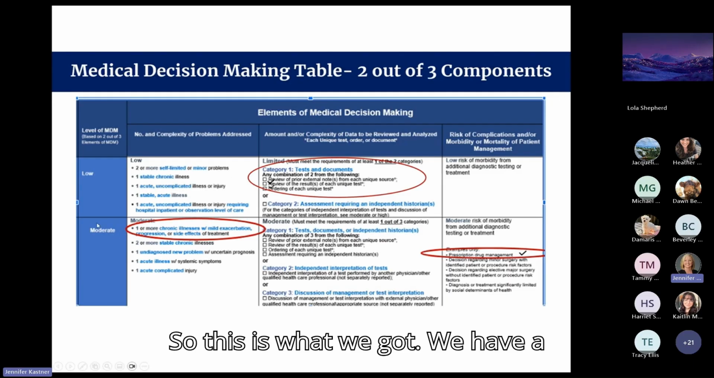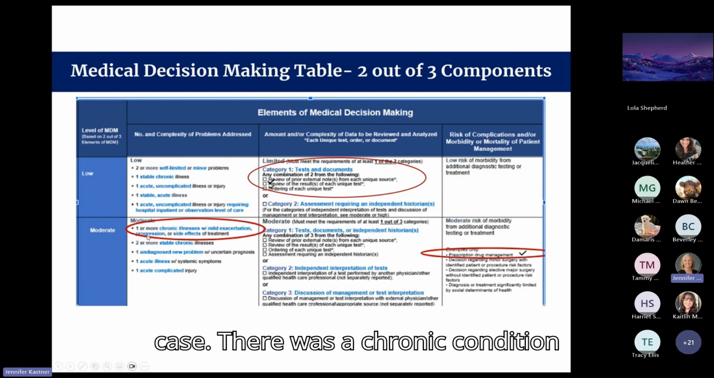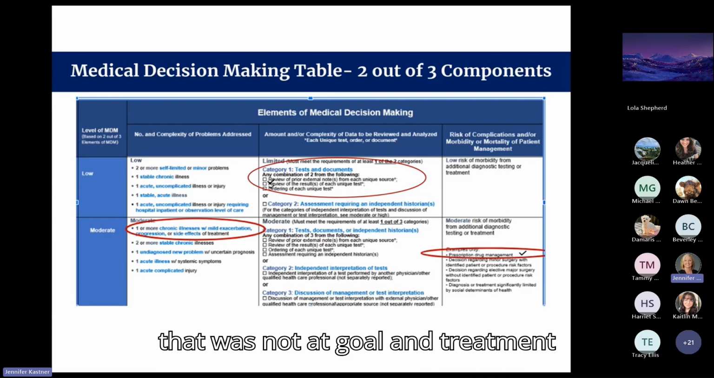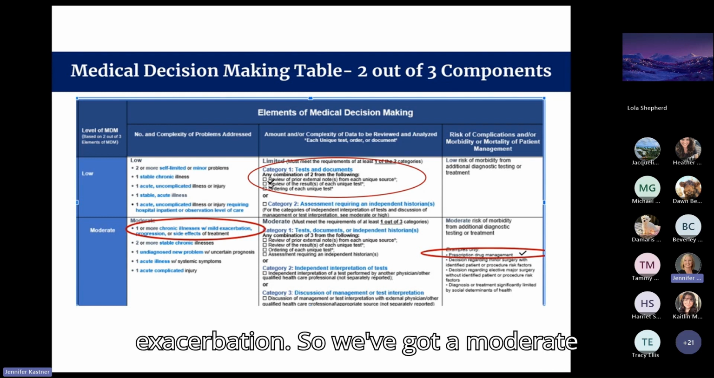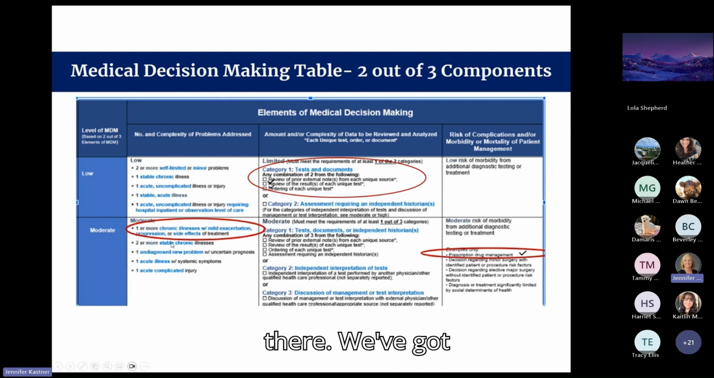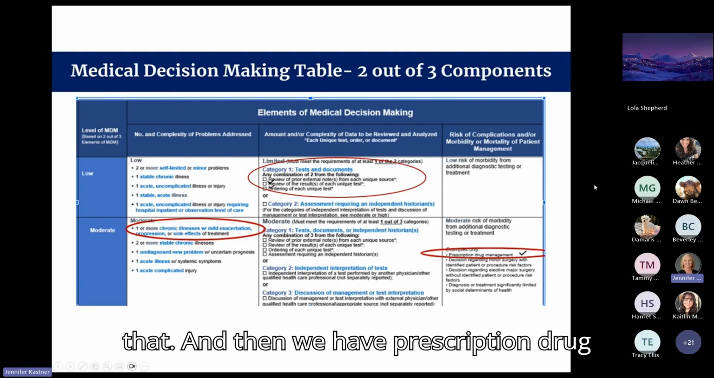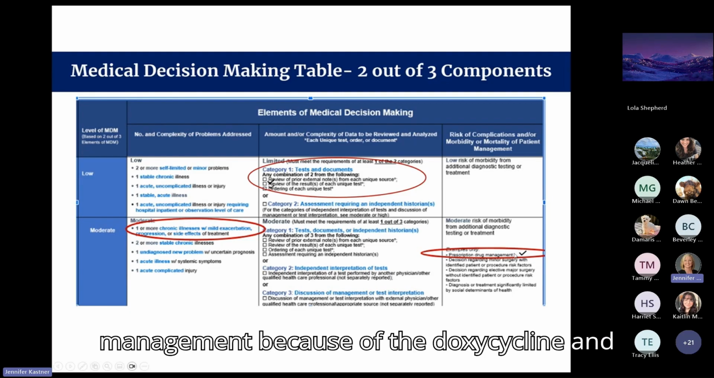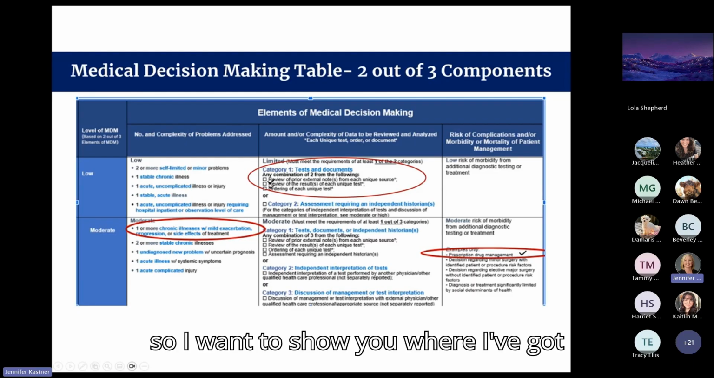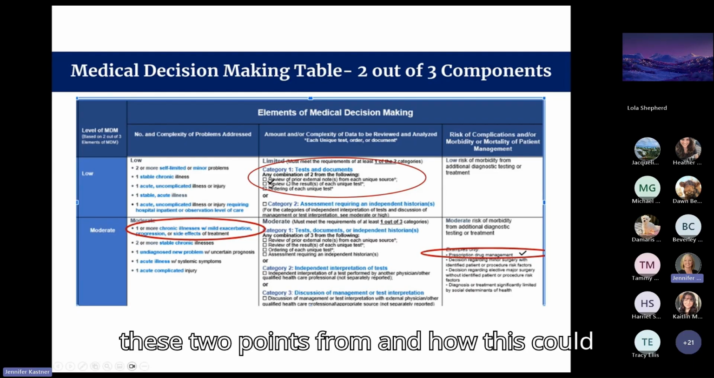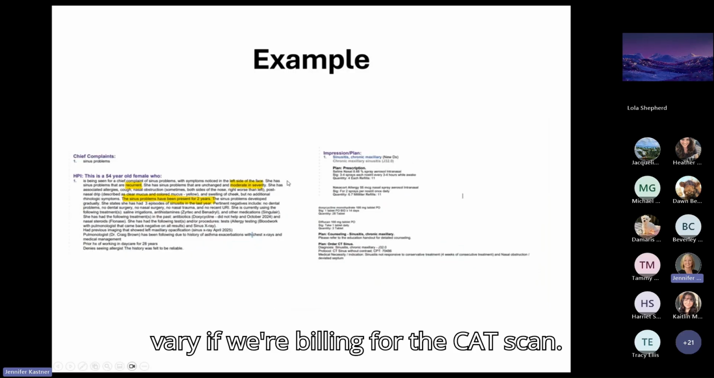So this is what we got. We have a moderate medical decision making in that case. There was a chronic condition that was not at goal, and treatment on that day was given and everything. So it was chronic. There was an exacerbation. So we've got a moderate there. We've got a low here, but I'm going to come back to that. And then we have prescription drug management because of the doxycycline and the Diflucan. Going back to this, I want to show you where I've got these 2 points from and how this could vary if we're billing for the CAT scan.